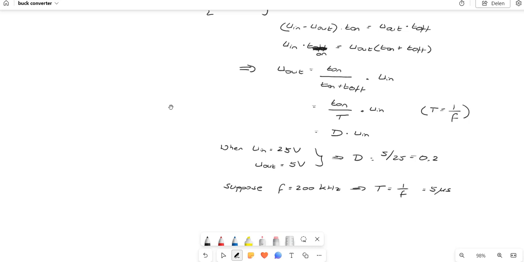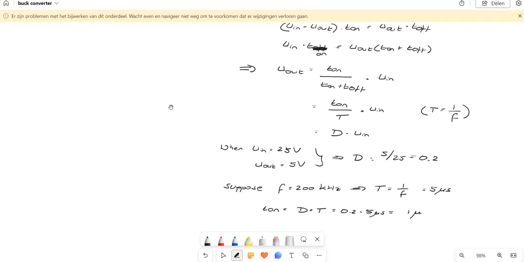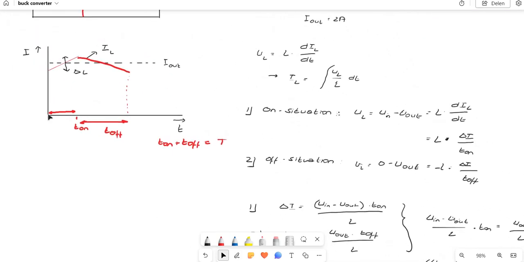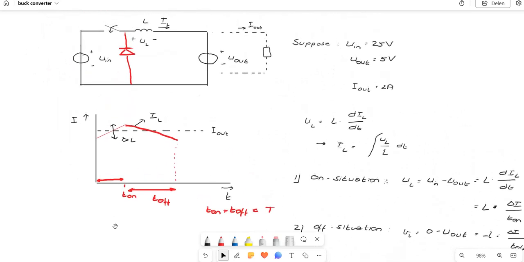And then we know that the duty cycle is 0.2, so the on time is the duty cycle times the period time, which is 0.2 times 5 microseconds, which is 1 microsecond. So in this example, the switch, the MOSFET, is conducting during 1 microsecond, and then it's not conducting, so the switch is open during 4 microseconds.